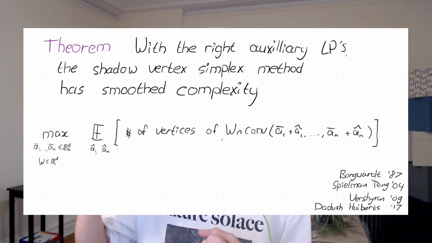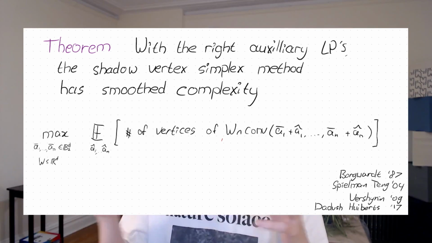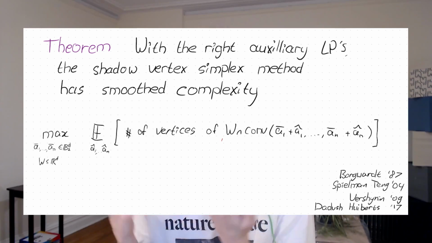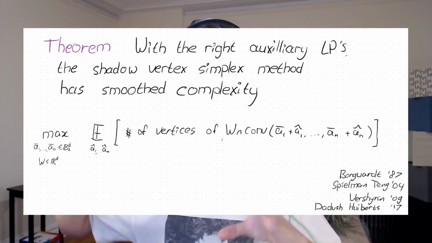They've done a lot of work to make this as concise and as clean as possible. If I were to summarize these results from the literature, it would be a theorem like this. If you use the right auxiliary LPs, then the shadow vertex simplex method has a smooth complexity given by this quantity right here.